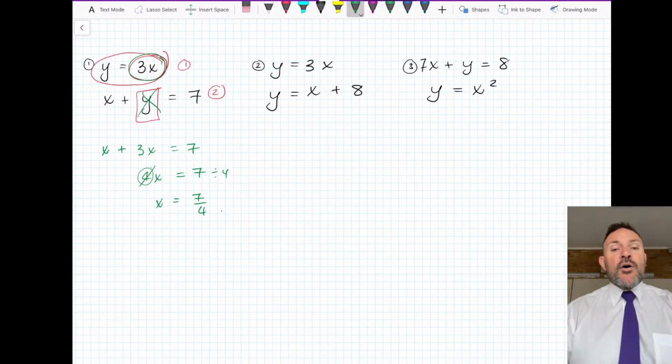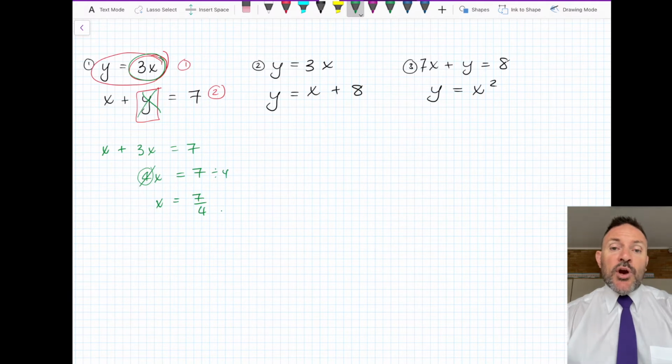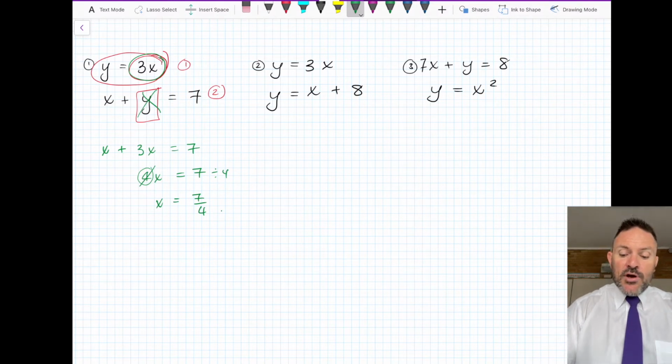Now, remember, it's a simultaneous equation, which means we only have the answer at the moment to one variable, but there is a second variable there. So we have this second variable that is y.